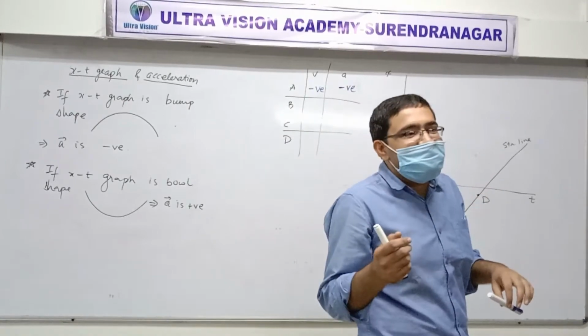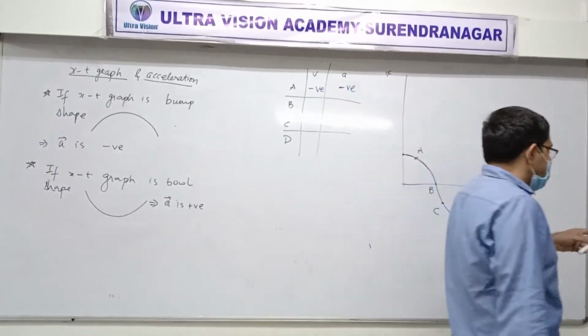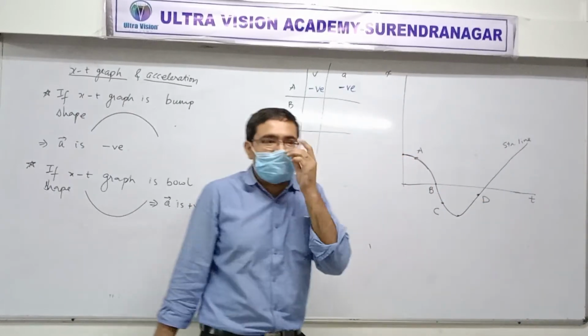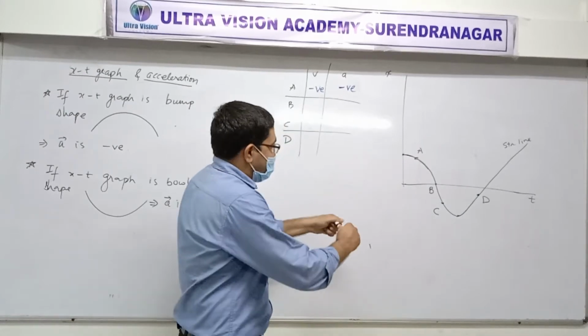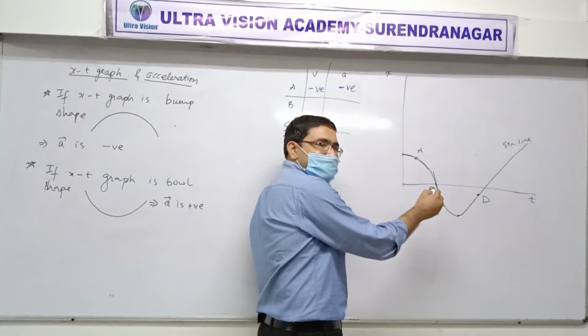Velocity is negative. That is right. Velocity is negative. How do we find velocity from an x-t graph? Slope of tangent. Clear? Clear or not clear?